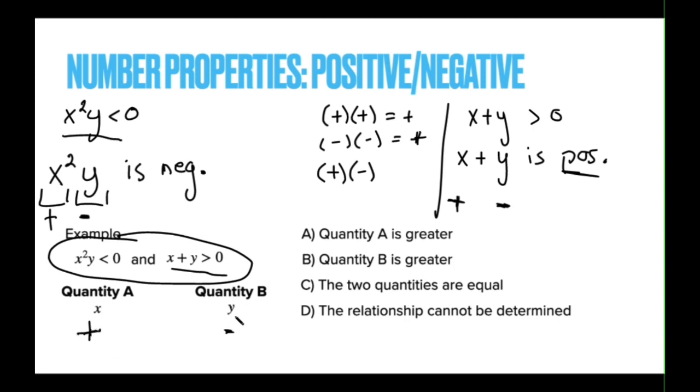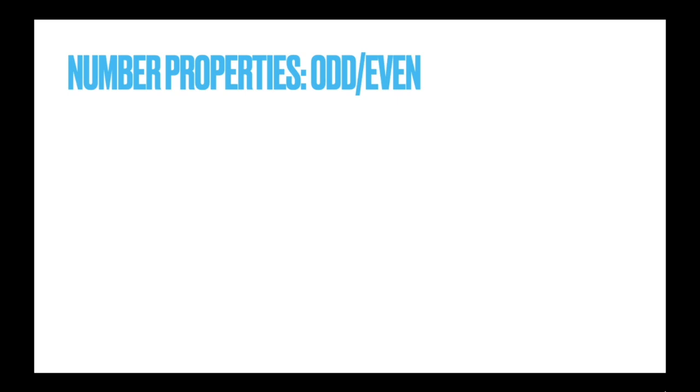And the goal here is not to figure out what x and y equal, it's to figure out which one is greater. A positive number is greater than a negative number, so quantity A is greater in this case. The GRE doesn't often test your knowledge of odds and evens, but the topic does come up, so let's quickly run through the rules here.